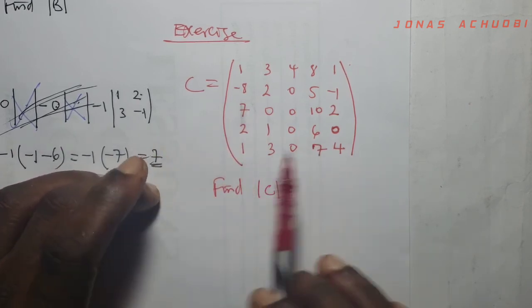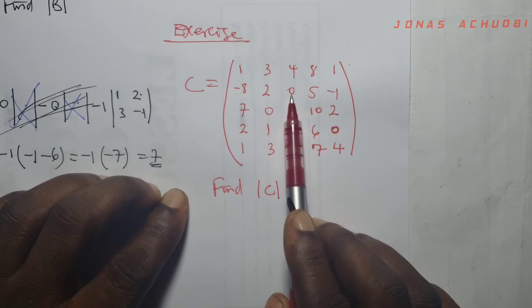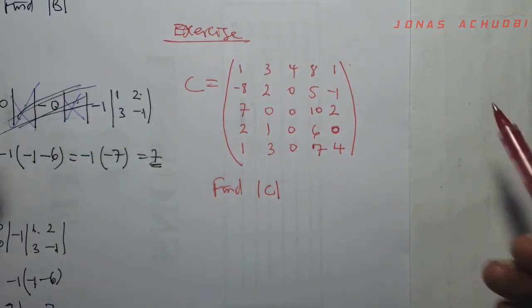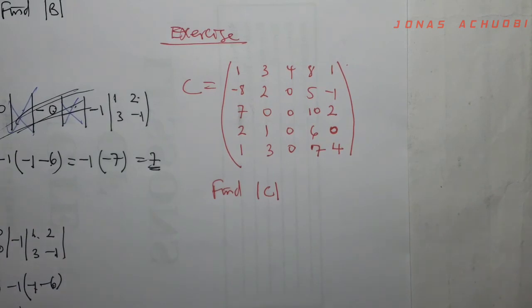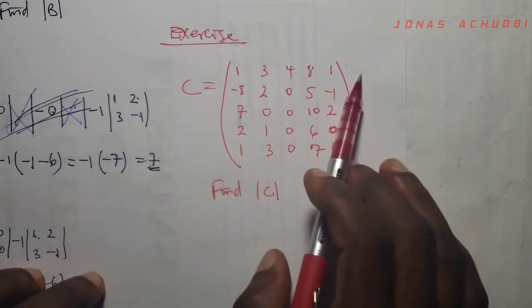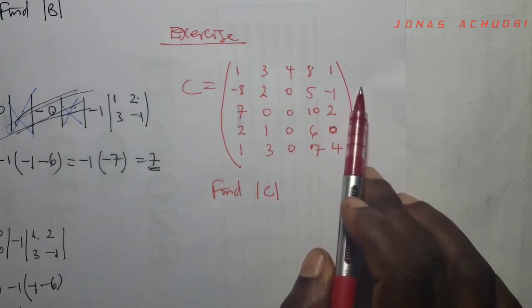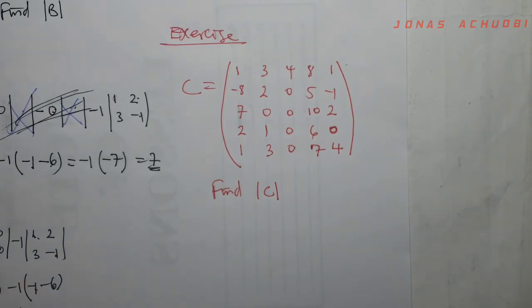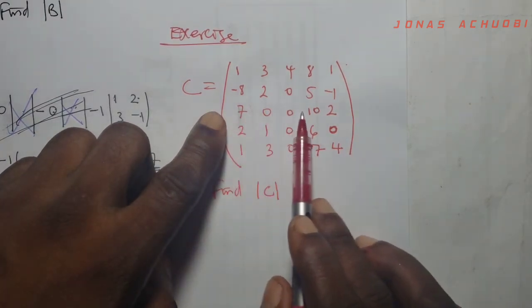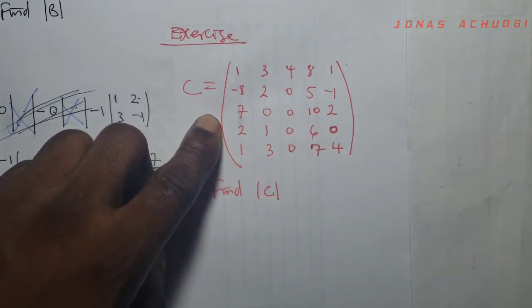I observe here that row 2 has one 0. Good. So row 2 will be a better candidate than row 1, is it not so? Because row 1 has no 0 at all. So I know already that it will be more difficult expanding through row 1. Row 2 is an even row, so what will be the sign? Minus, plus, minus, plus, minus. I guess that is clear. Or I can also see that row 3 has 2 zeros. So expanding through row 3 will even be better than expanding through row 2.